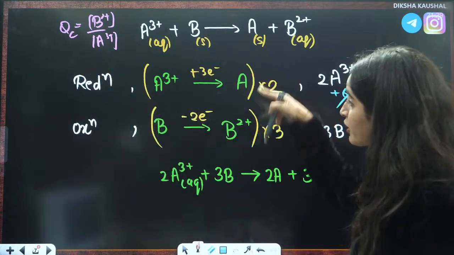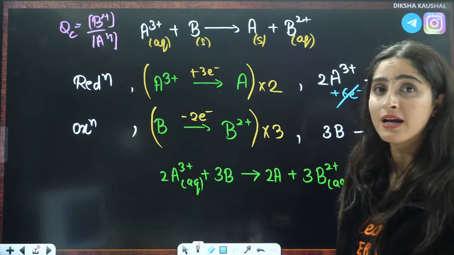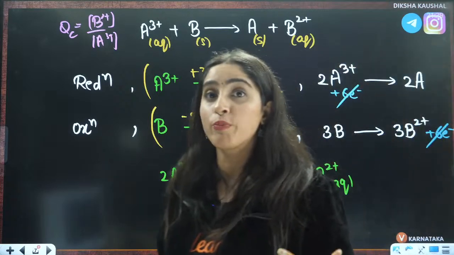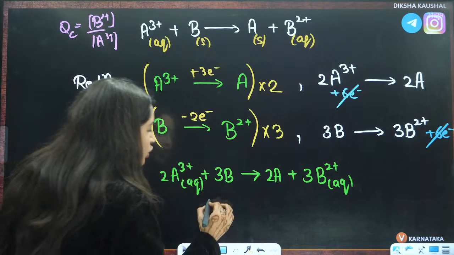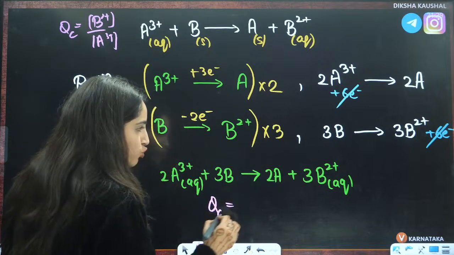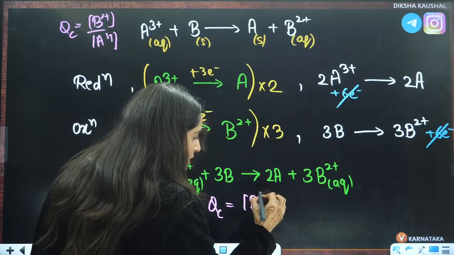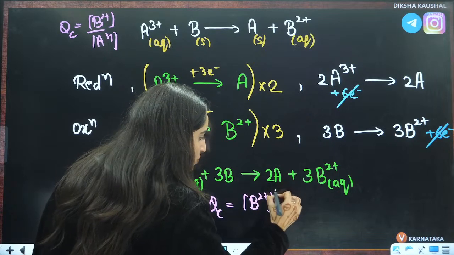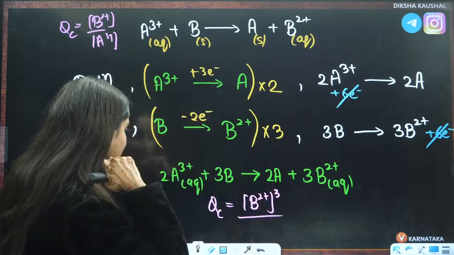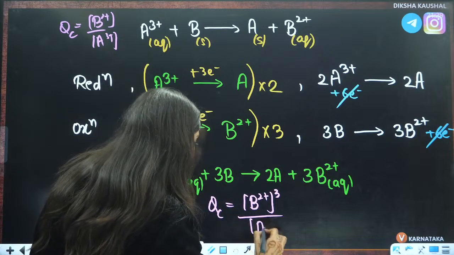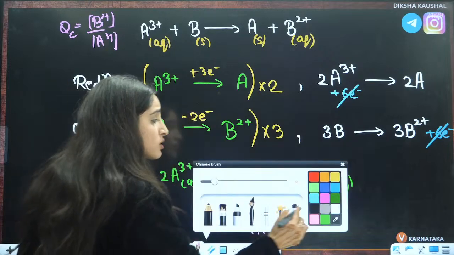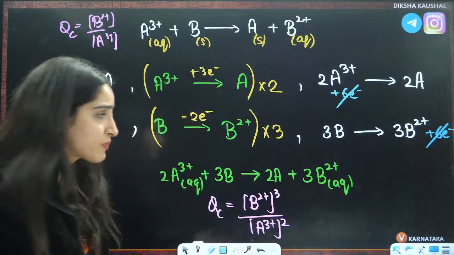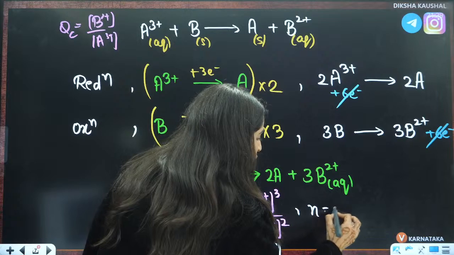Why? Because after balancing the number of electrons, the N factor turns out to be 6, and the overall equation is also changing. So QC will be equal to the products, that is B2 positive raised to the power 3, divided by the reactants, that is A3 positive raised to the power 2. So this will become your QC, and N will be equal to 6.